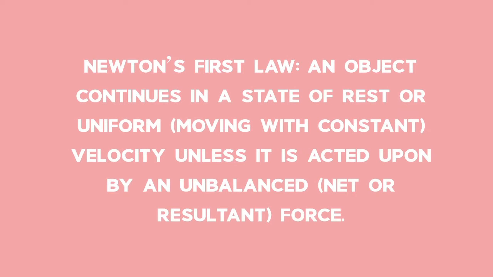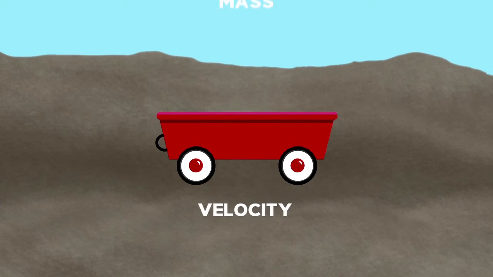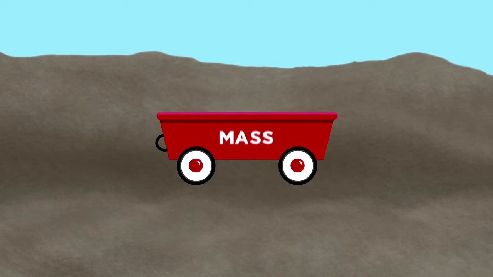Now, direction is very important for momentum, unlike kinetic energy. Kinetic energy is a scalar, while momentum is definitely a vector. That is the most important thing about momentum. So, objects that have a velocity and a mass have momentum.